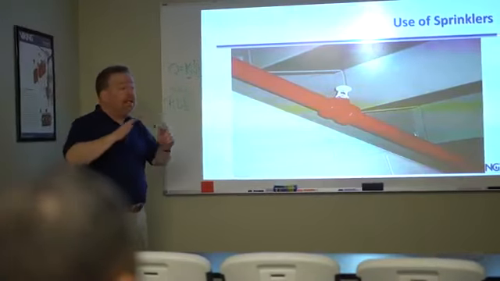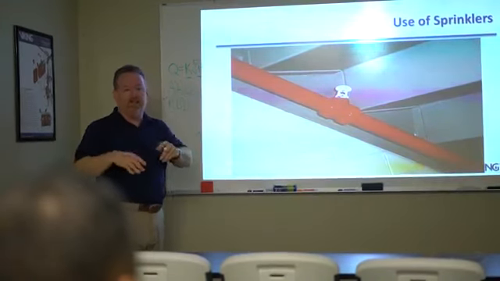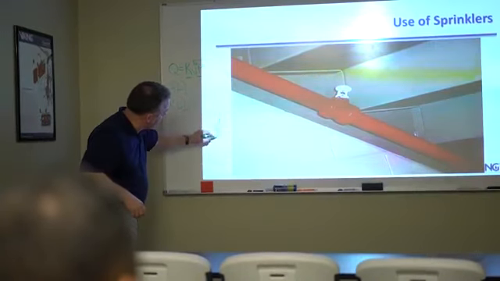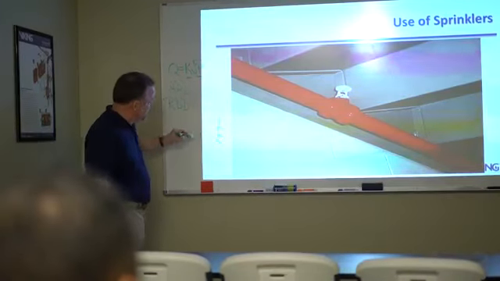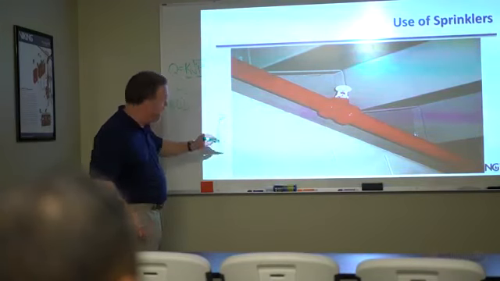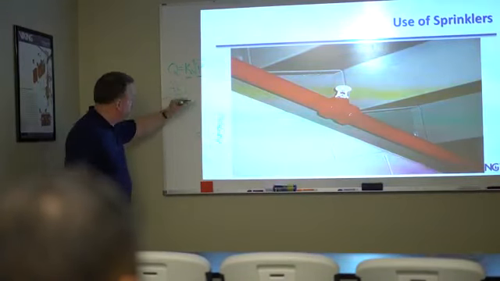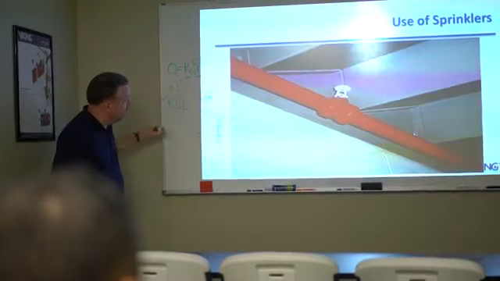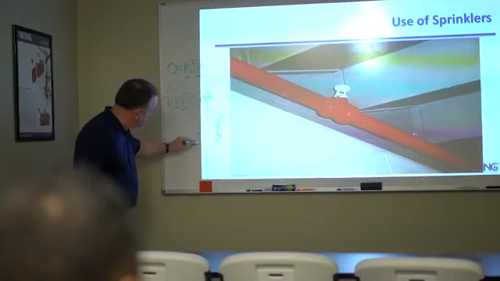All right, so each one of these particular hazard classifications has a density that is required over each square foot of floor area. For example, a light hazard occupancy is 0.1 gallons per minute over each square foot. Now, if I've got 130 square feet that it's covering, then that means that that sprinkler has to flow 13 gallons per minute.